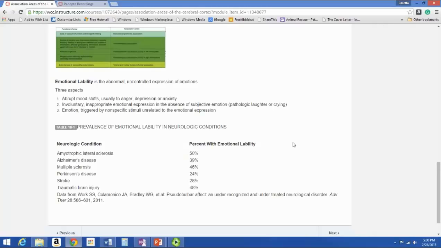There's a high percentage of people with those conditions that have emotional lability. So it's something that we have to deal with a little bit. And they're now starting to call it pseudobulbar effect, and they're considering it an undertreated neurological disorder.